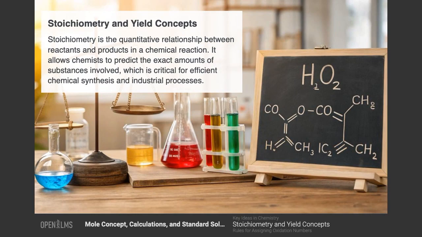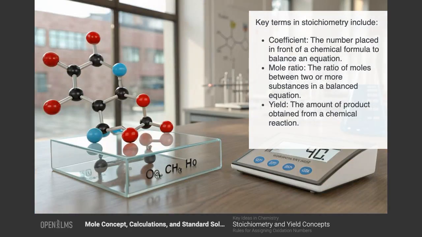Stoichiometry and yield concepts. Stoichiometry is the quantitative relationship between reactants and products in a chemical reaction. It allows chemists to predict the exact amounts of substances involved, which is critical for efficient chemical synthesis and industrial processes. Key terms in stoichiometry include coefficient, the number placed in front of a chemical formula to balance an equation; mole ratio, the ratio of moles between two or more substances in a balanced equation; yield, the amount of product obtained from a chemical reaction.